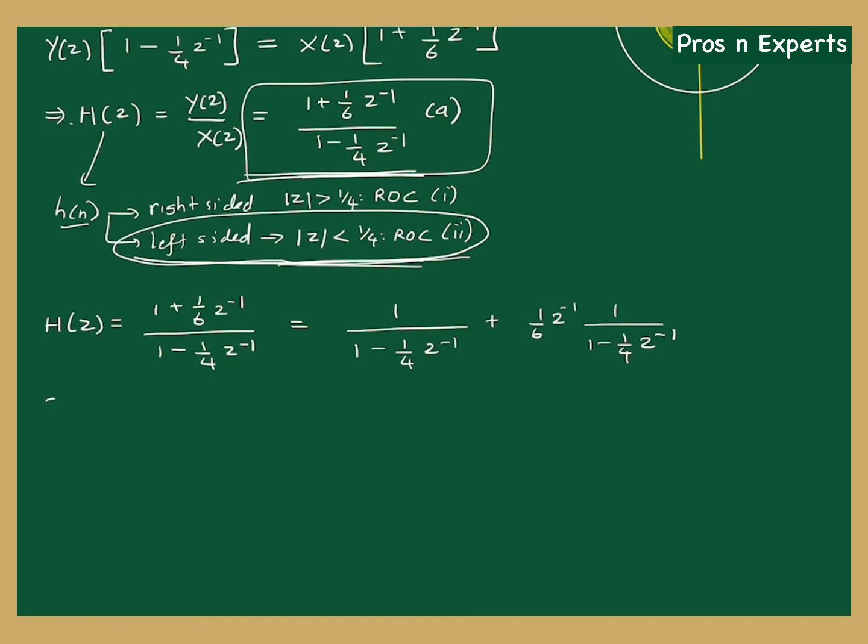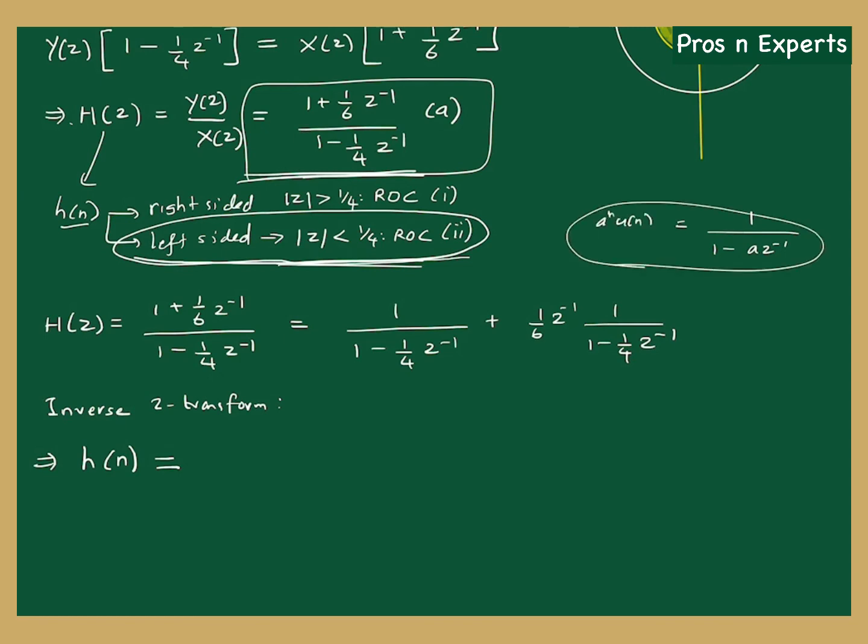Now apply inverse z transform. That implies h of z will give an inverse transform h of n. So h of n equal to, what is the inverse transform of this function? This is a non-standard one, right? Because the inverse transform of 1 by 1 minus a z inverse is equal to a raised to n u of n. You know this. Okay. So making use of this standard result, I am writing it as 1 by 4 to the power n u of n. That is the inverse transform of the first term.